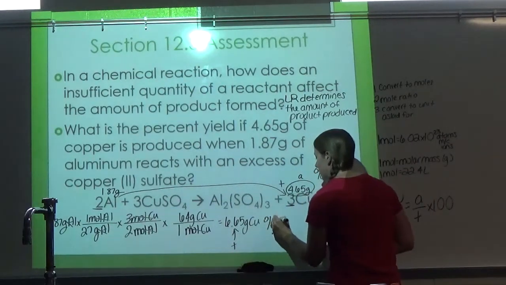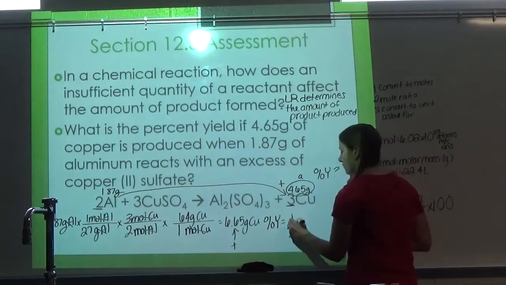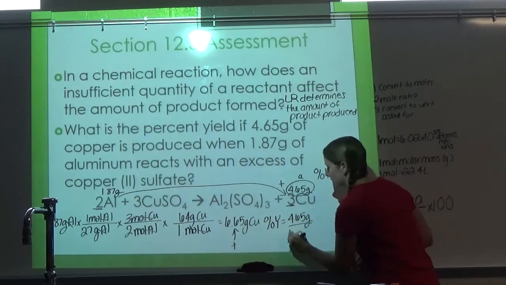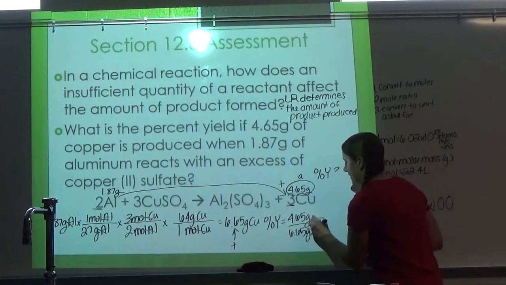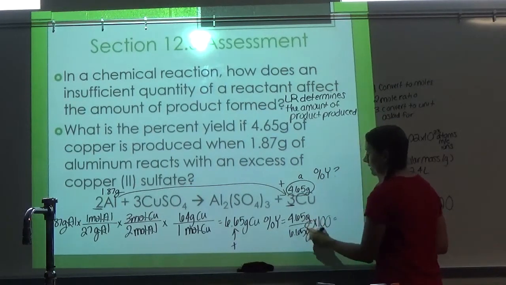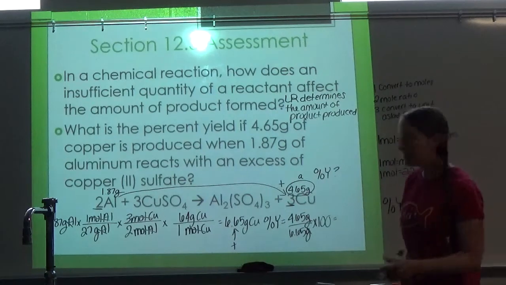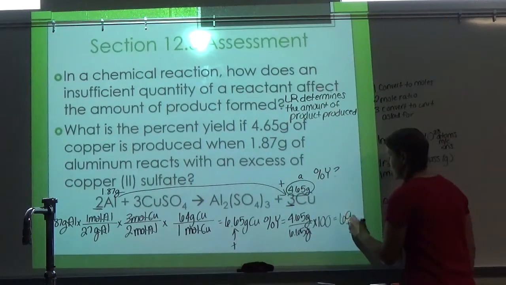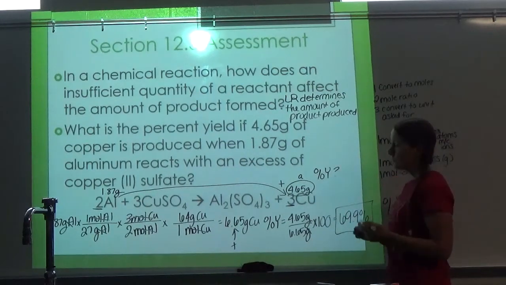So percent yield is actual, which is 4.65, over theoretical, which is 6.65 grams, times 100. Those grams cancel. And so once I solve, I get about 70%. I get 69.9%. Remember, unit is percent for percent yield.